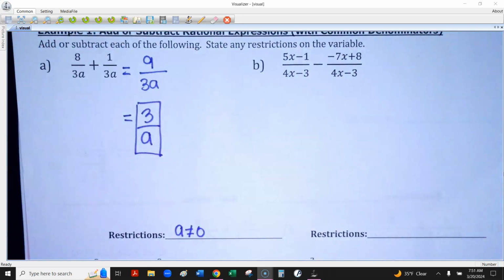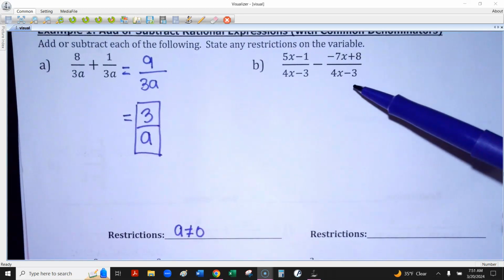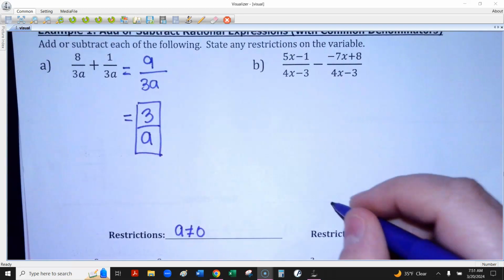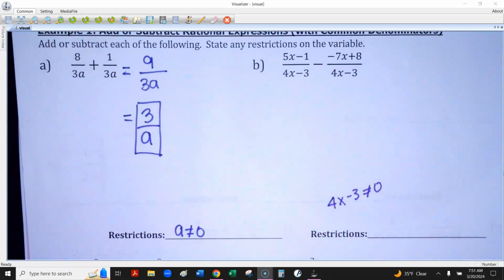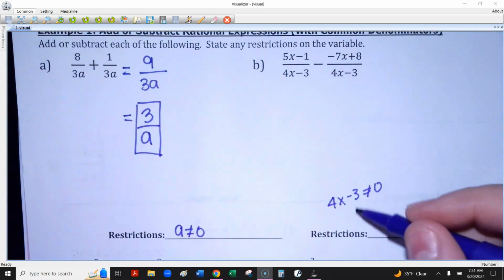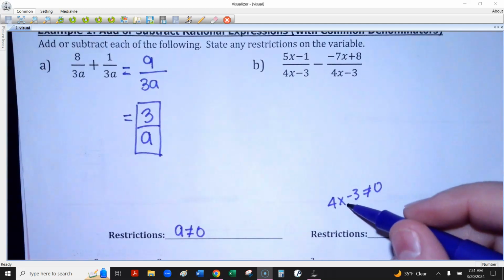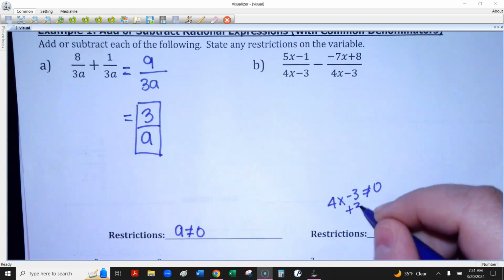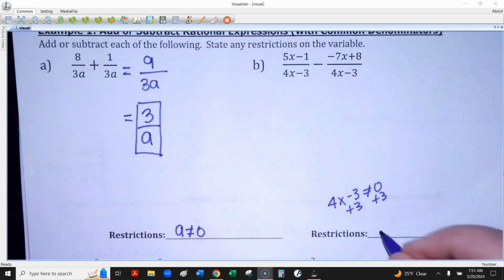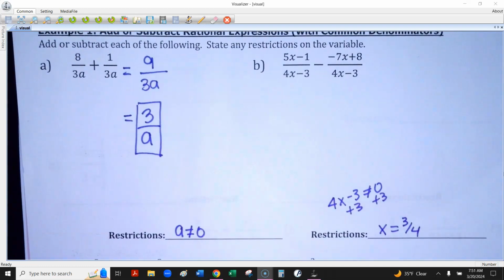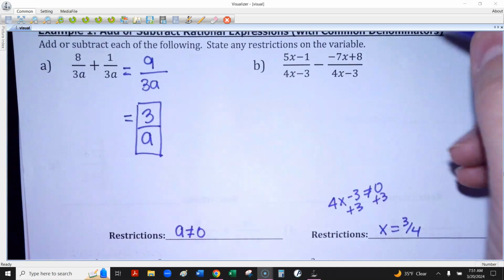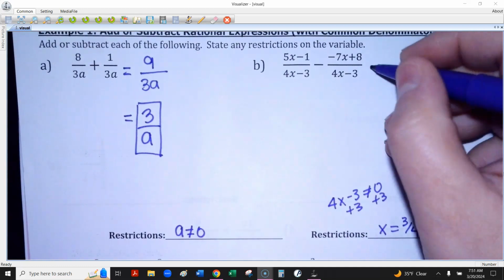All right, same thing on this one. I'm going to do my restrictions first. 4x minus 3, I do not want that to be 0. So that's what's in the denominator for both of these fractions. I just kind of do it in my head and I think, okay, how would I solve this? I would add 3 and then I would divide by 4. So we don't want x here to be 3/4. And since that's the denominator for both, that's going to be your only restriction. You do not have to worry about the numerator.